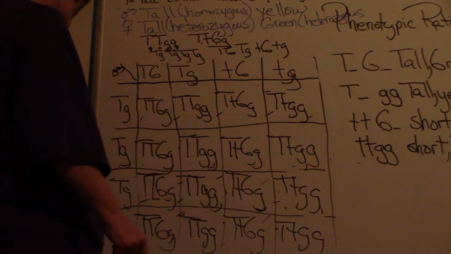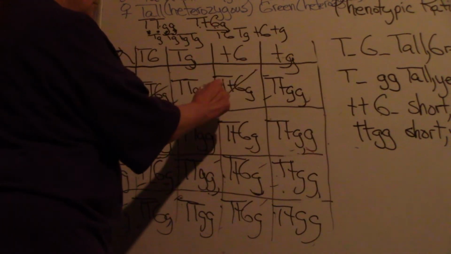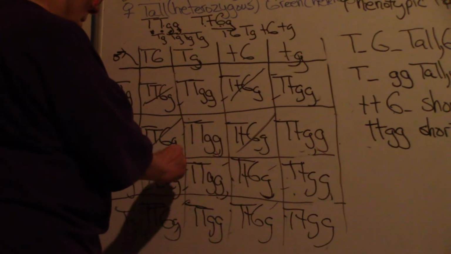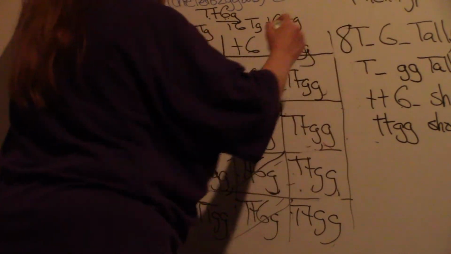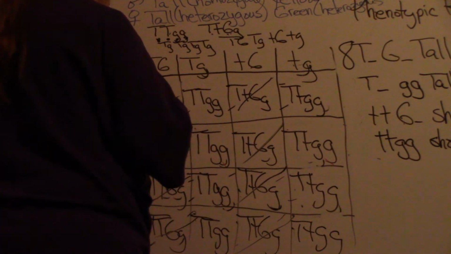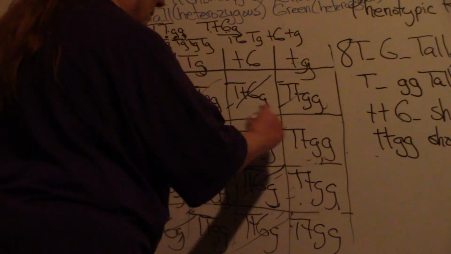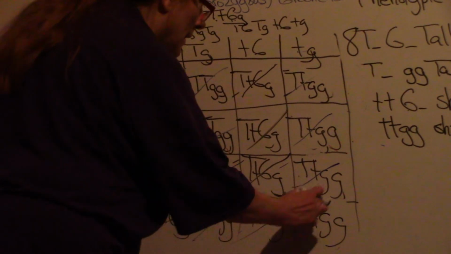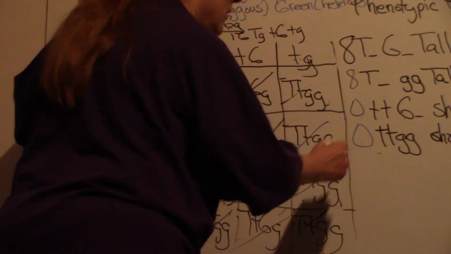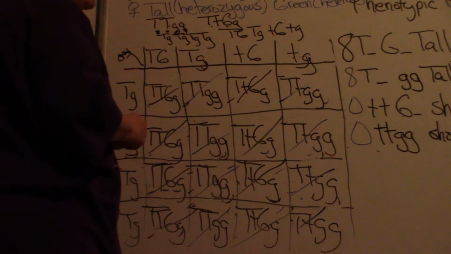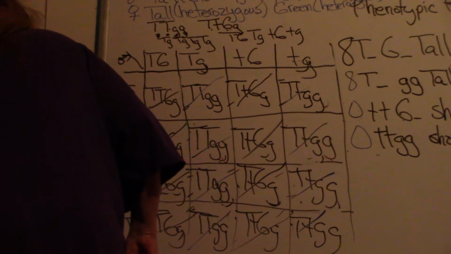All right, well, let's look what we have this time. Tall and green. 1, 2, 3, 4, 5, 6, 7, 8. How many tall and yellow? 1, 2, 3, 4, 5, 6, 7, 8. 8 and 8 is 16. And there are zeros for those two. Okay, so it's not always 9 to 3 to 3 to 1, but it equals 16.